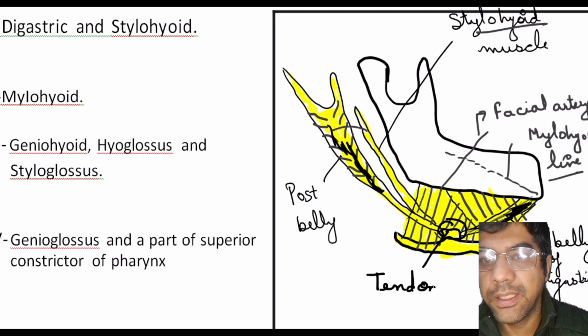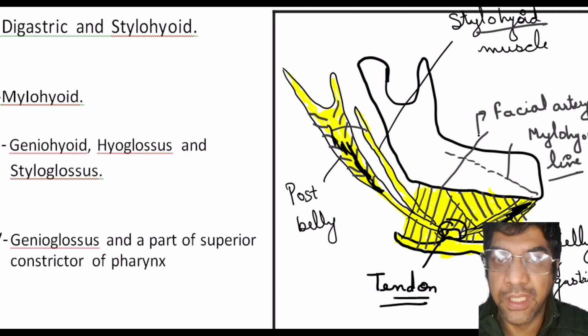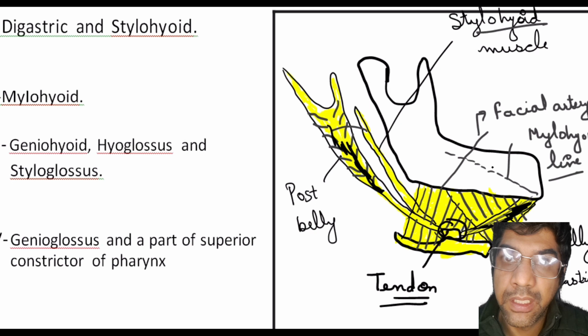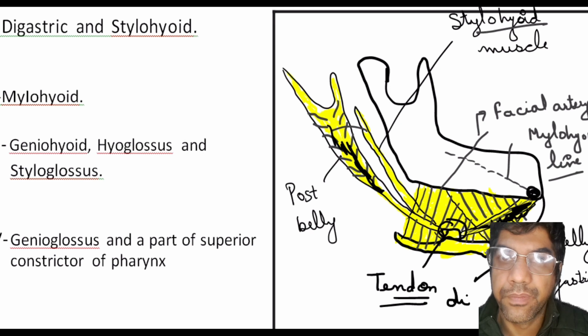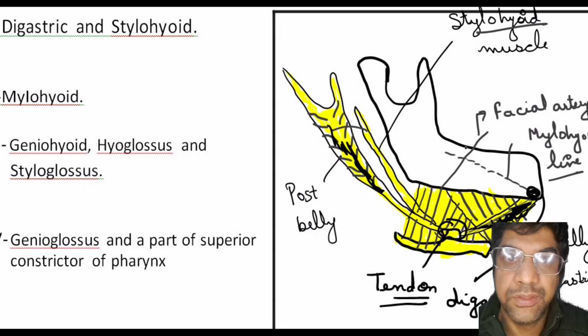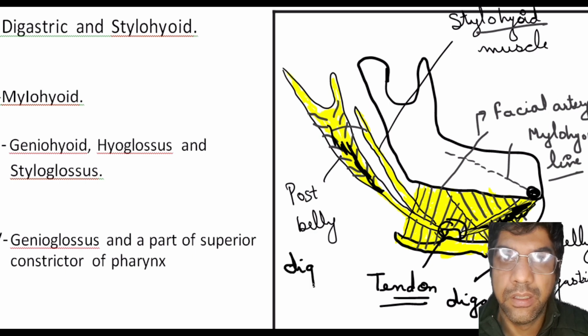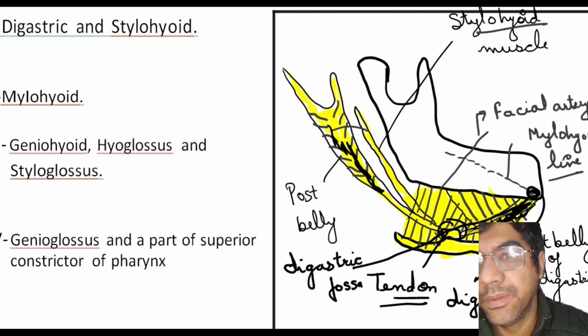So the front part, that is the anterior belly of digastric, starts here from the digastric fossa. Remember that the anterior belly starts from the digastric fossa. This one is the digastric fossa of the mandible.